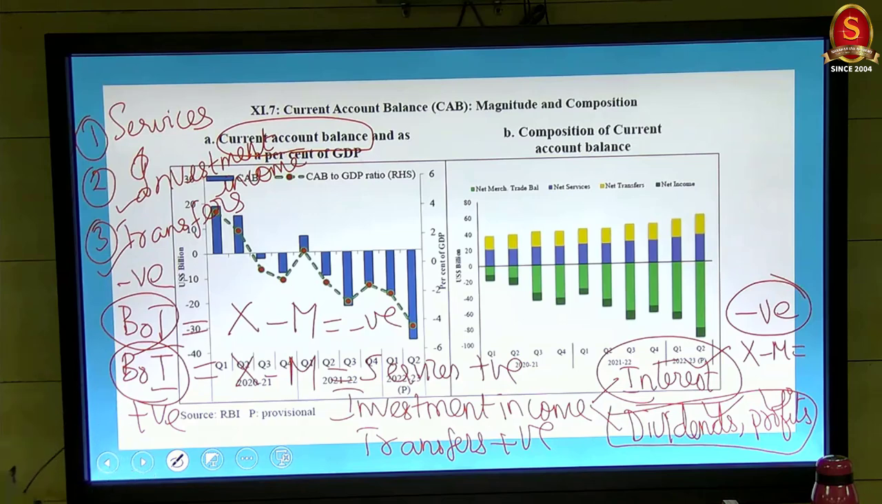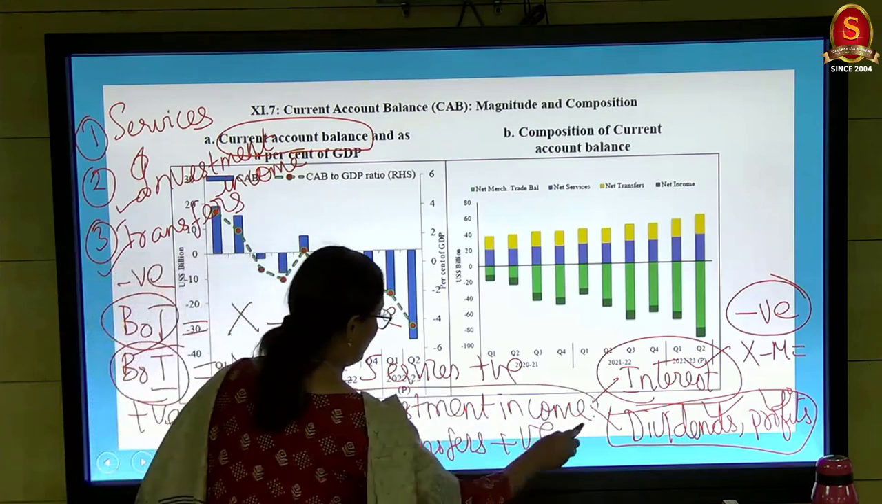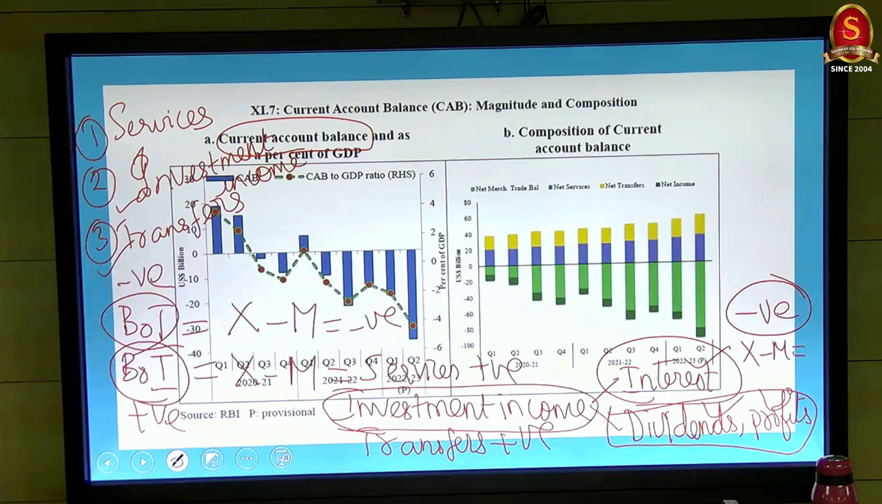Don't assume it is only because of merchandise imports that India is suffering from current account deficit. India is suffering because we are getting money under capital account. So every action has a consequence. Therefore, this connection, this investment income, is a very, very important component between the current account and the capital account. Have you followed this?